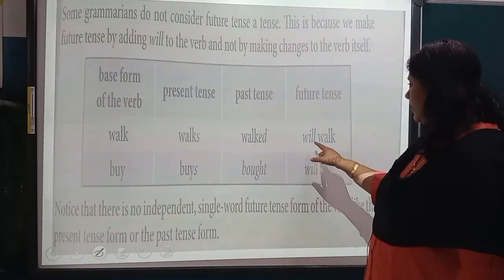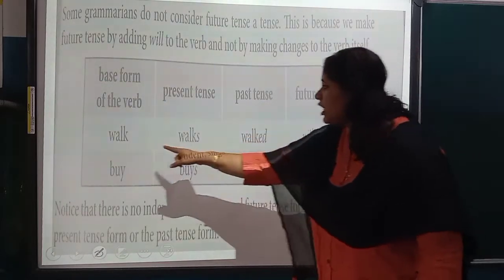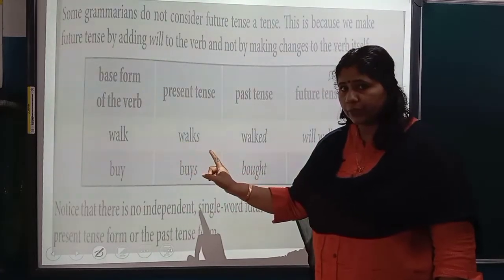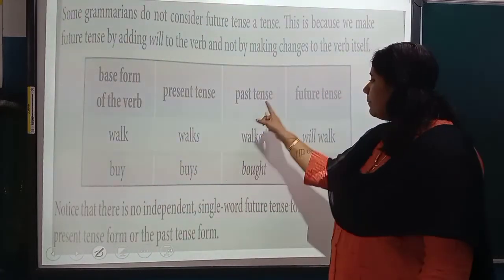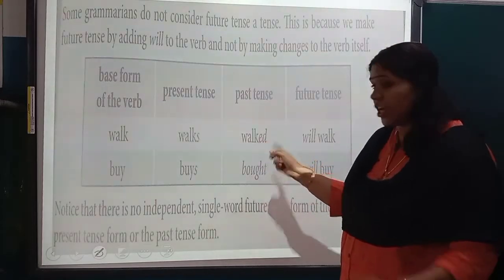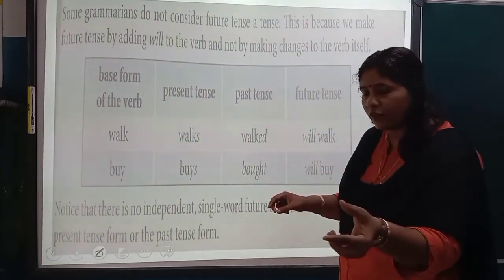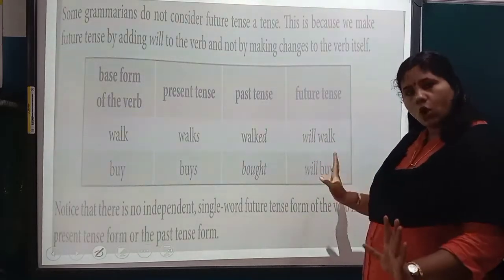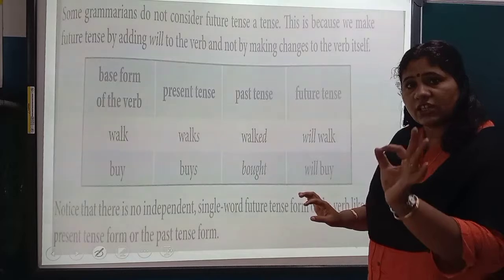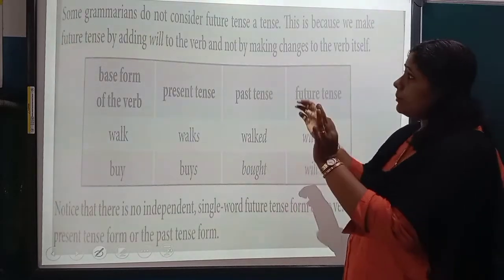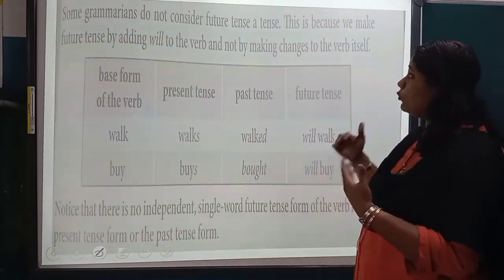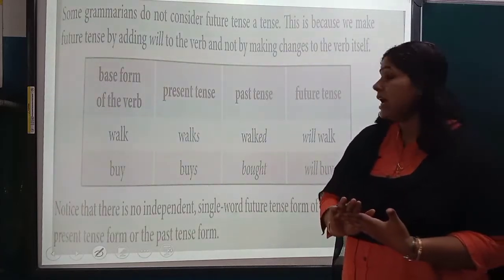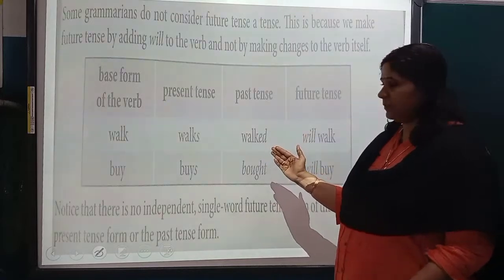For example, will walk. If you see present tense, walks. If it is singular, then if it is plural, you will write walk. They walk in the park. Past tense, walked. See, some change is happening in the verb itself. But in the future tense, no change. Will walk. I'm not making any changes in the verb, just adding. That's why many of the grammarians think that future tense is not a kind of tense. It should not be included with other tenses like present tense or past tense.